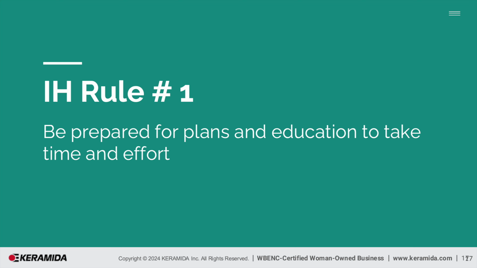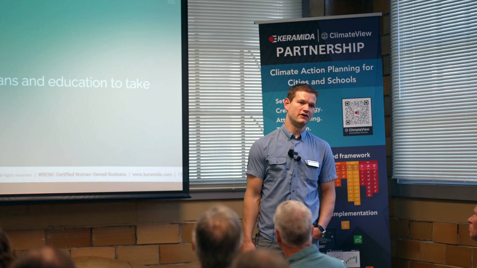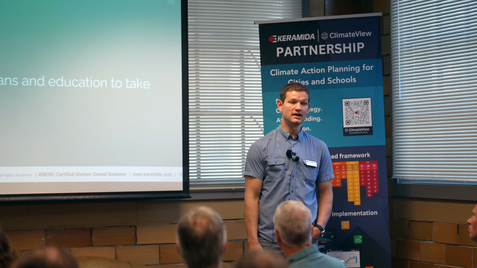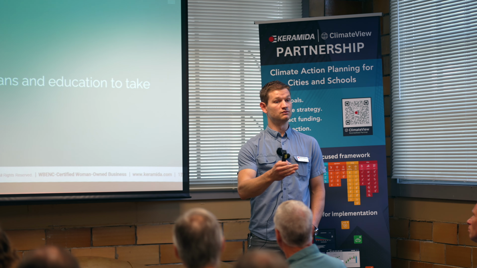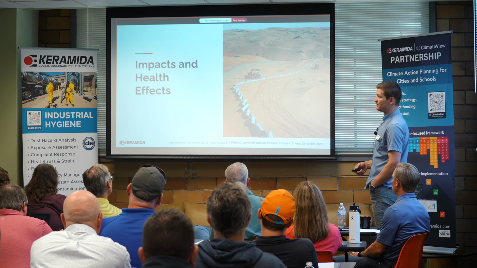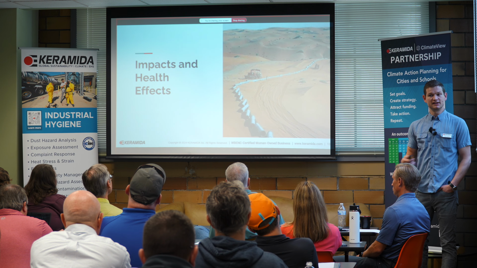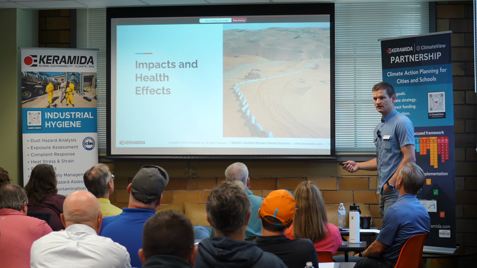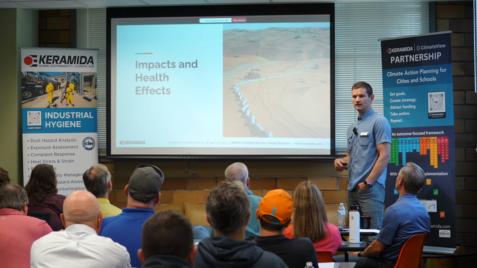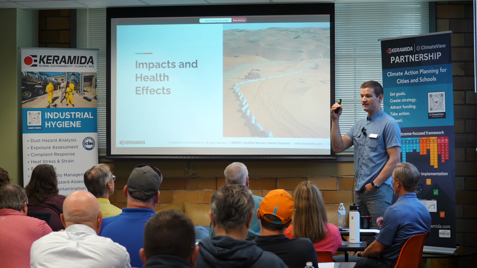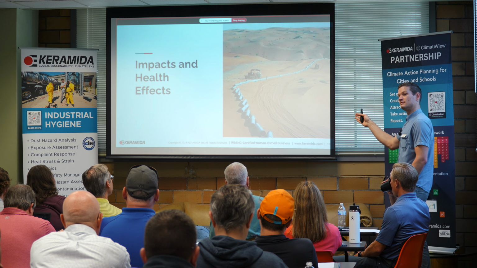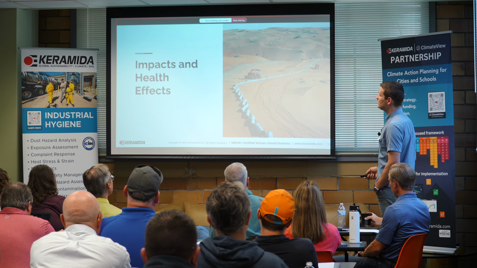But IH rule number 1, I like to say, be prepared for plans and education to take time and effort. That's where we put in a lot of our project time, is making sure that we have the right plan and the right approach to what we're trying to look for and what we're trying to rule out. Whether we're doing something that is like a clearance test, or something where we're trying to determine causality, or we're trying to determine compliance status, right? We need to make sure that we have a defensible set of data, and that starts at designing the study. So when we talk about creating a sampling plan, we have to think about that.